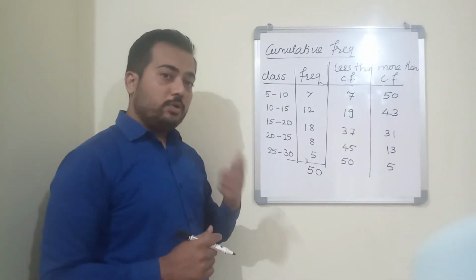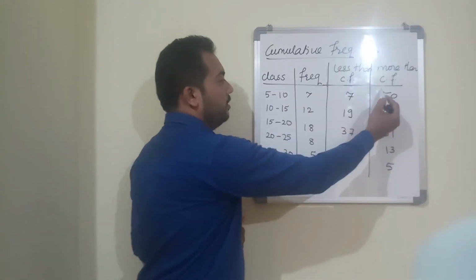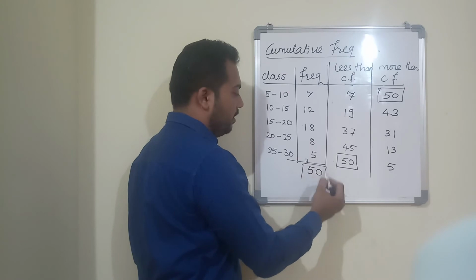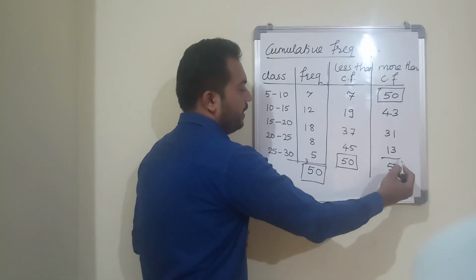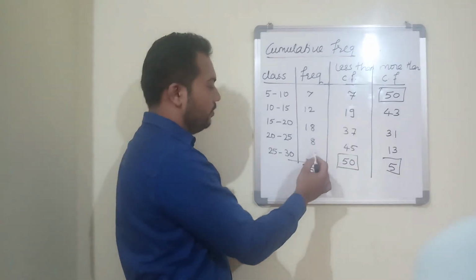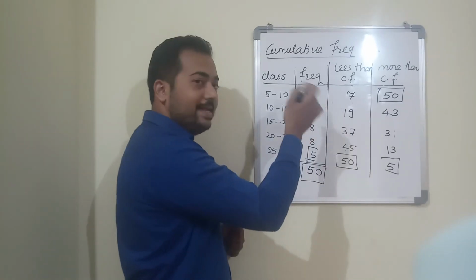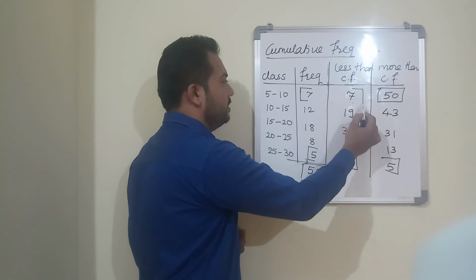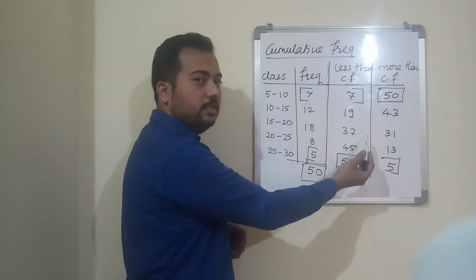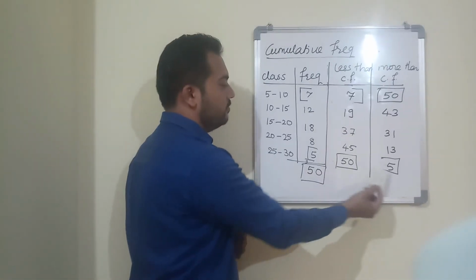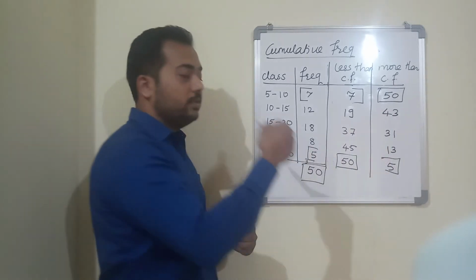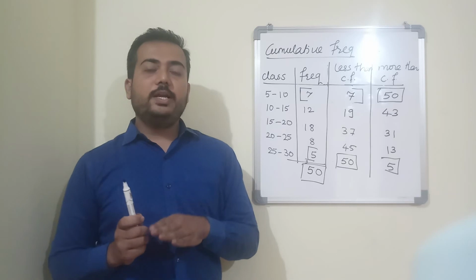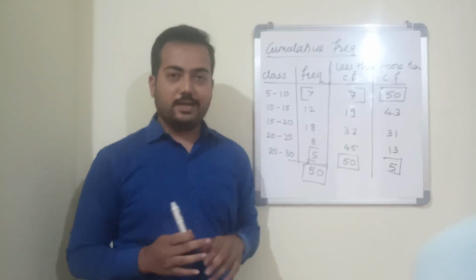So in the more than cumulative frequency, you always start with the total, and total has to be same everywhere, and you end up with the last class frequency. And in the less than cumulative frequency, you start with the first class frequency, which is same. So these all three things, first frequency, last frequency, and total, these all three things have to be tallied. Then only you can say your cumulative frequency distribution is correct.